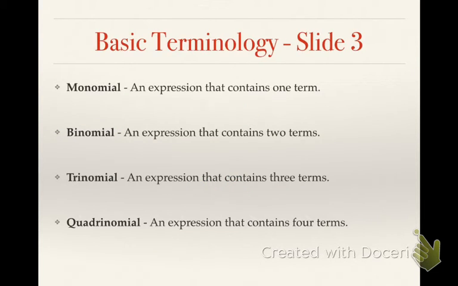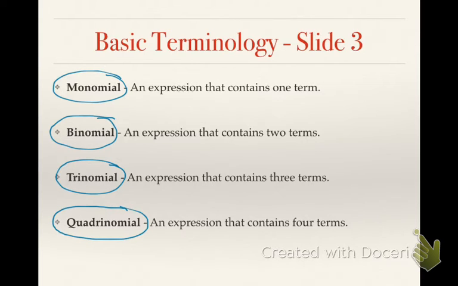Okay, and these are some terms you're very familiar with. Monomial, it's an expression with one term. Binomial, 2 terms. Trinomial, 3 terms. And we didn't really use this term, but quadrinomial is a way you can express an expression that has 4 terms. Okay? And remember, a term can have multiple variables in it. It's just one thing with multiplication and division.